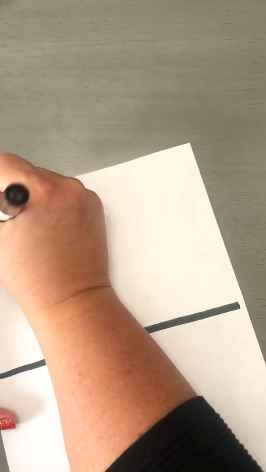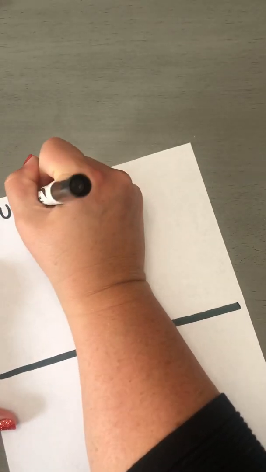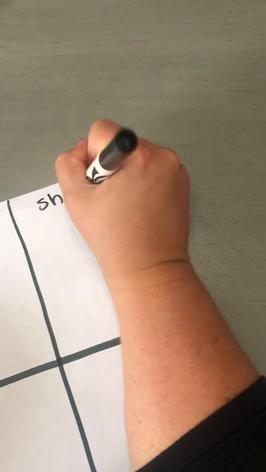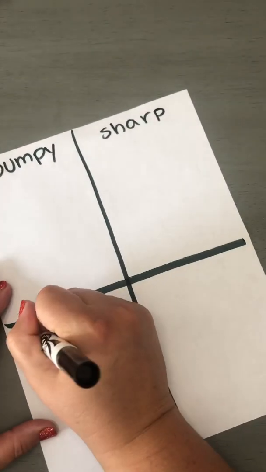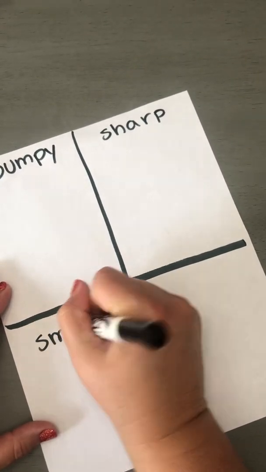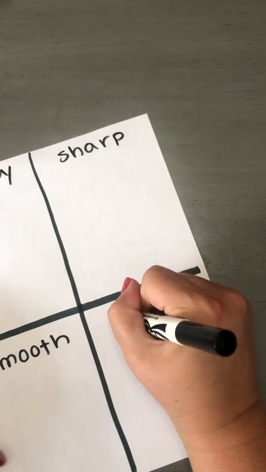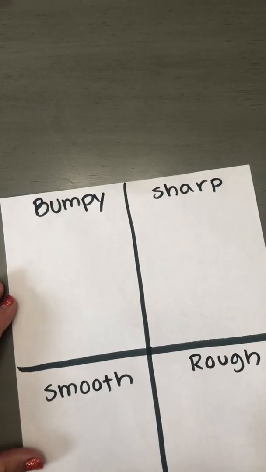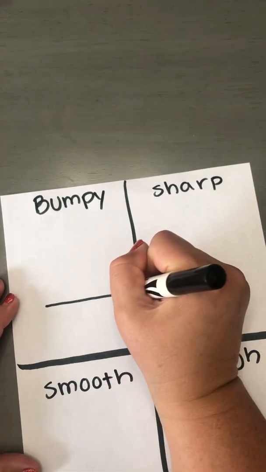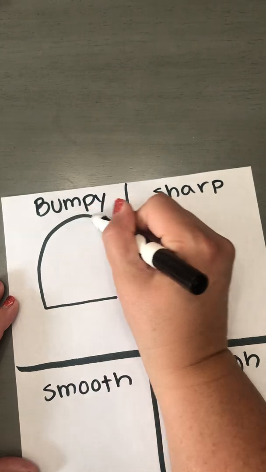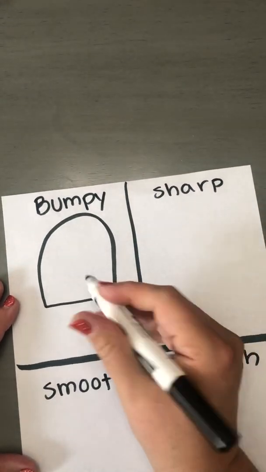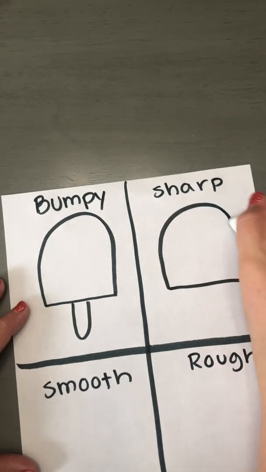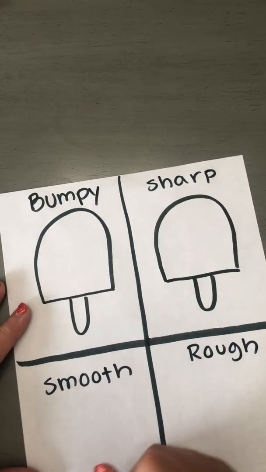So I'm going to label it bumpy, B-U-M-P-Y, sharp, S-H-A-R-P, smooth, S-M-O-O-T-H, and rough, R-O-U-G-H. And then I'm going to make my popsicle, my line at the bottom, my big upside down U shape, and then my stick. So I'm going to go ahead and do that for all 4 of my boxes.